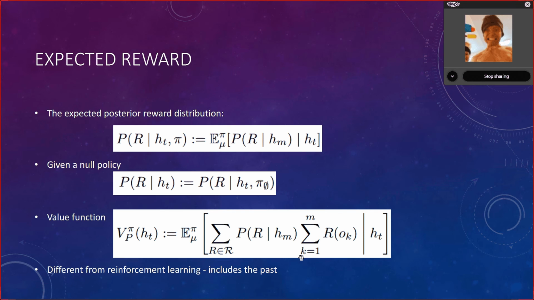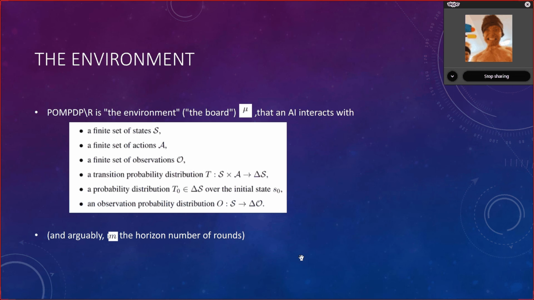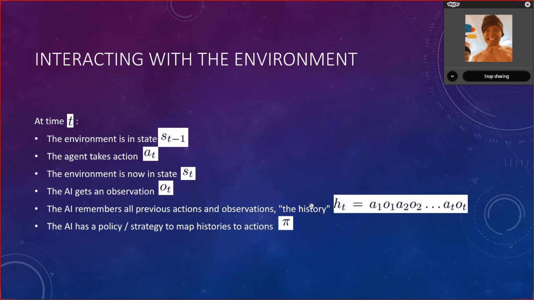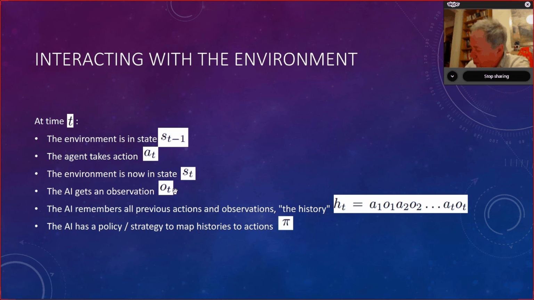The starting state is unknown. If we go back here, you can see that you only have a probability distribution over the initial state. The first observation comes in round 1. After the action here, at time 1, the environment is in state S0, and you take action 1, and then you get changed to state 1, and then you get observation 1. So in the beginning you don't have anything.